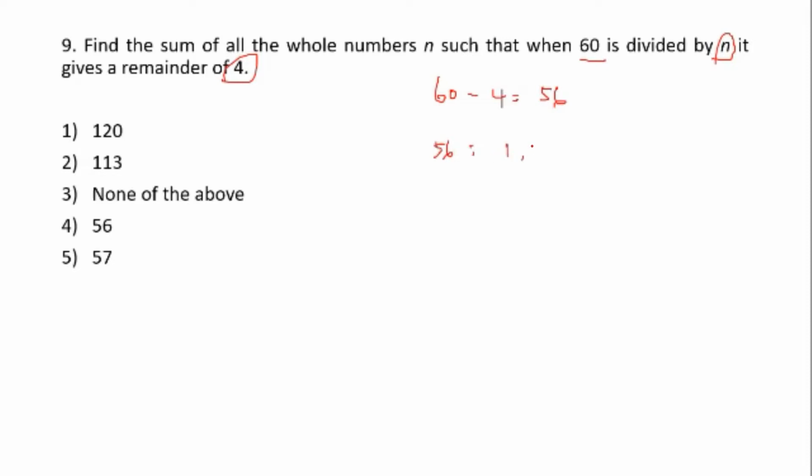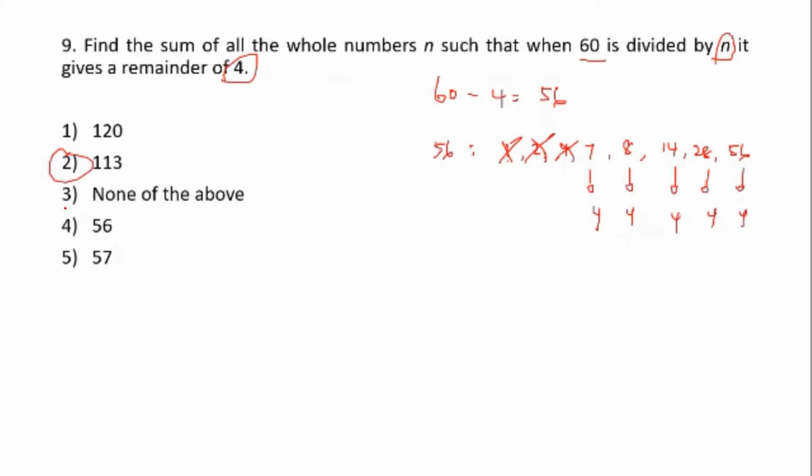They are 1, 2, 4, 7, 8, 14, 28, and 56. So now you can see 60 divided by 1, no remainder. 60 divided by 2, no remainder. Divided by 4, no remainder. Divided by 7, remainder 4. Divided by 8, remainder 4. Divided by this, remainder 4. Divided by this, remainder 4. Divided by this, remainder 4. So now we have to add 7 plus 8 plus 14 plus 28 plus 56, which is equal to 113, option 2.